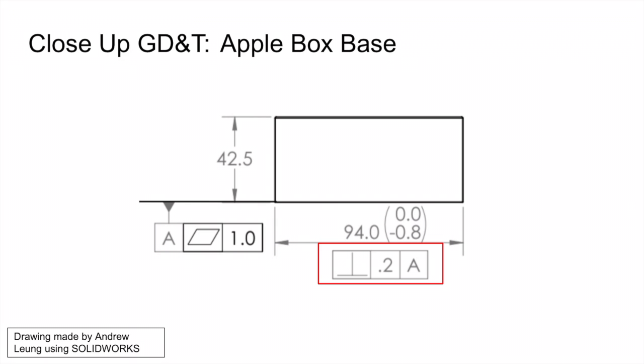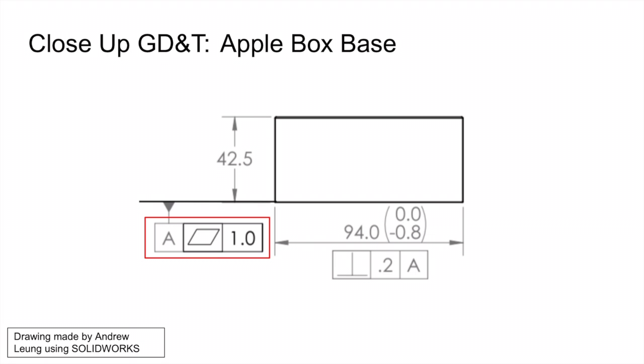This is the perpendicularity constraint, which controls the orientation by referencing the established datum A, and it applies a tolerancing zone of 0.2 millimeters. This feature is important for controlling the amount of allowable slant in the exterior walls, as it is desired that these walls are as perpendicular as possible.